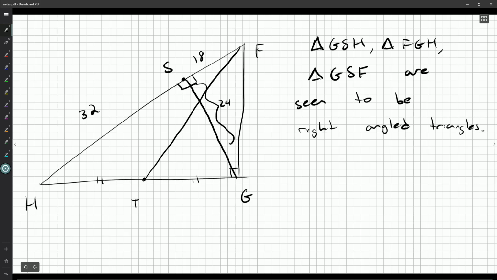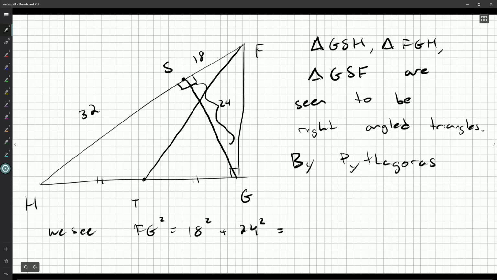Okay. Now, by Pythagoras, or by the Pythagorean theorem, if you want to. I prefer to say by Pythagoras. We can see FG squared should be 18 squared, SF squared, plus GS squared, so 24 squared.